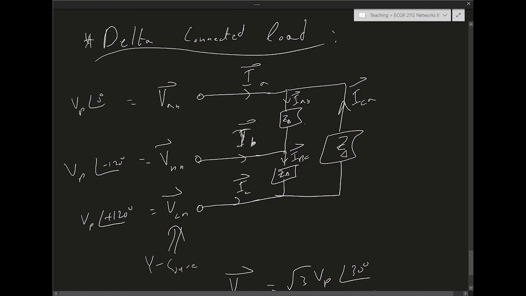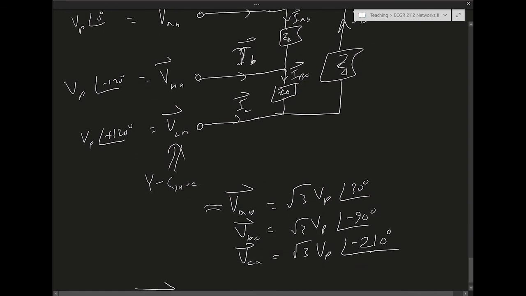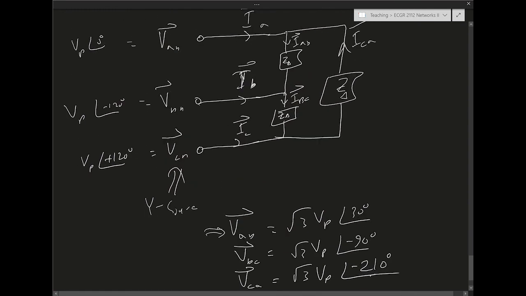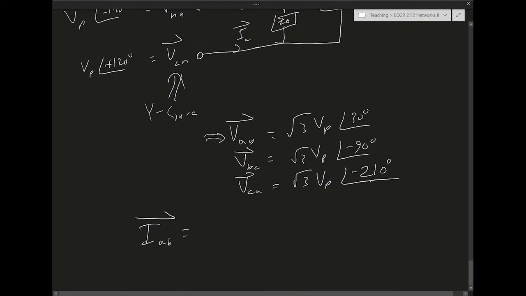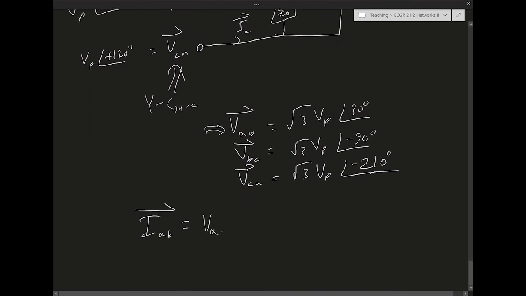Why did I calculate VAB? I calculated VAB because it will make calculating IAB easy, right? Because VAB appears across this impedance, Z delta. So that allows me to directly calculate IAB. IAB is going to be VAB over Z delta. That's it, right?